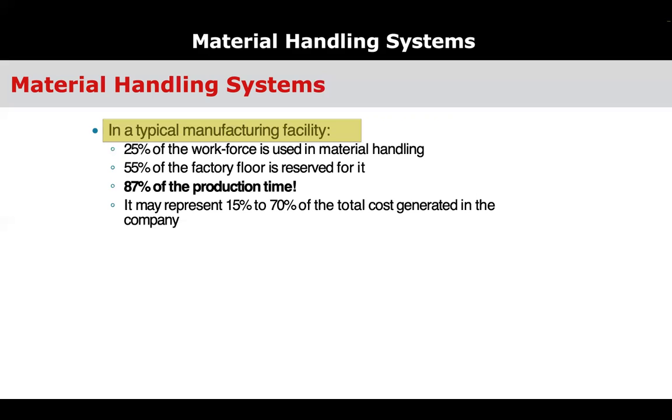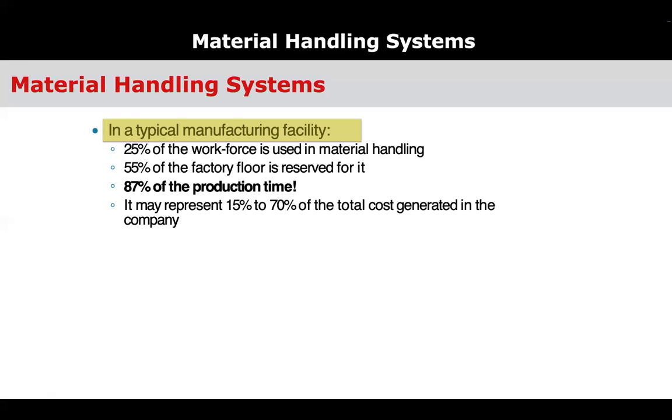Here's another set of numbers, and these numbers I don't want you to take as hard fact numbers, but the reason I'm showing this comes from another report, a study, but I just want you to think about how big of a deal material handling is in the manufacturing factory. These numbers are from a validated report, but they change over time, but it's still a good rule of thumb. 25% of the total workforce is used in material handling. 55% of the factory floor space is reserved for it. Now, a lot of that, of course, will be storage, but that's still material handling.